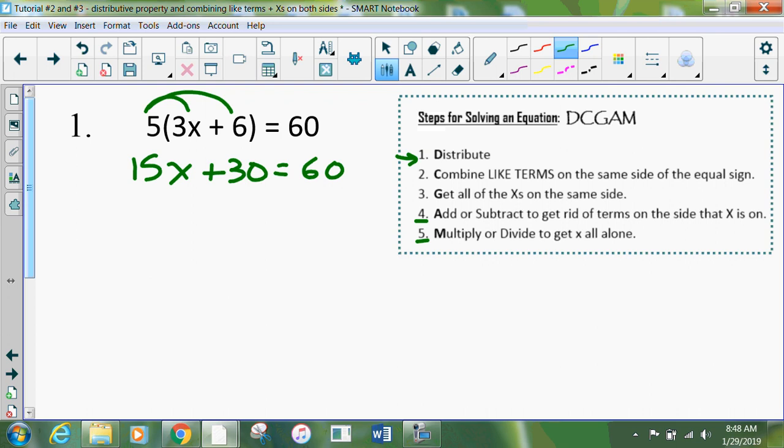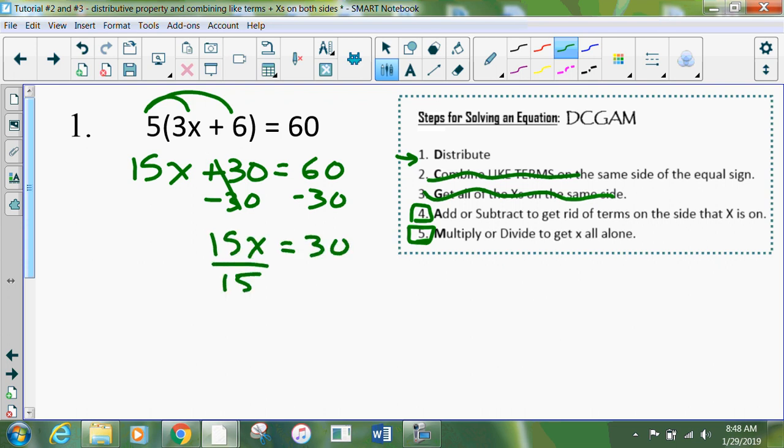And then we see that we have a 2-step. As soon as we see we have a 2-step, we can skip. We don't have to combine like terms or get x's on the same side. As soon as we get a 2-step, we know that we're going to steps 4 and steps 5. So here we go. To get rid of 30, we're subtracting 30 from both sides. We know how to do this. And we get 60 minus 30 is 30. Divide 15 on both sides. And we end up with x is equal to 2. We could easily just go ahead and put that 2 back in and see that we would get, what, 6 plus 6 is 12, and 12 times 5 is 60.